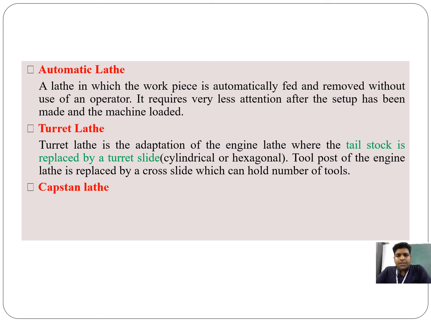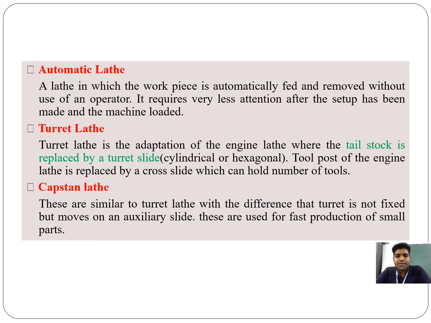The turret lathe is an adaptation of the engine lathe or the capstan lathe, where the tailstock is replaced by a turret slide. The structure of the turret slide may be cylindrical or hexagonal, and the tool post of the engine lathe is replaced by a cross slide which can hold a number of tools. That means in one lathe we can do different types of operations with the single turret lathe.